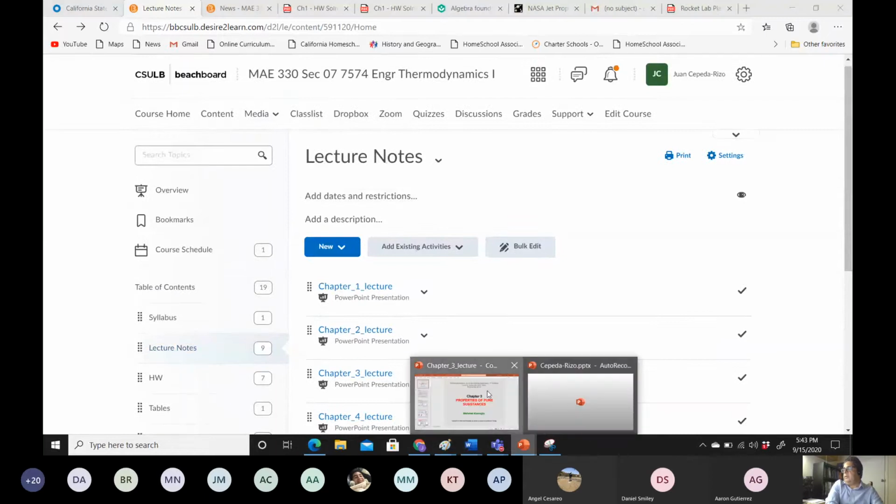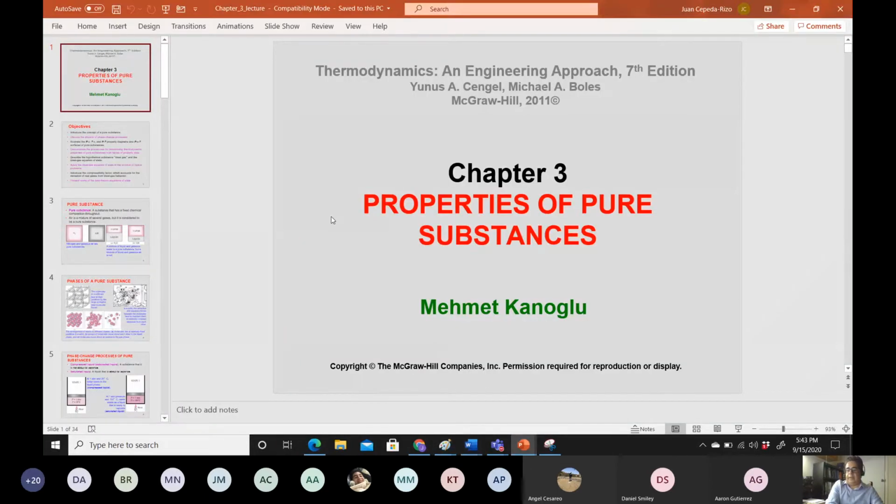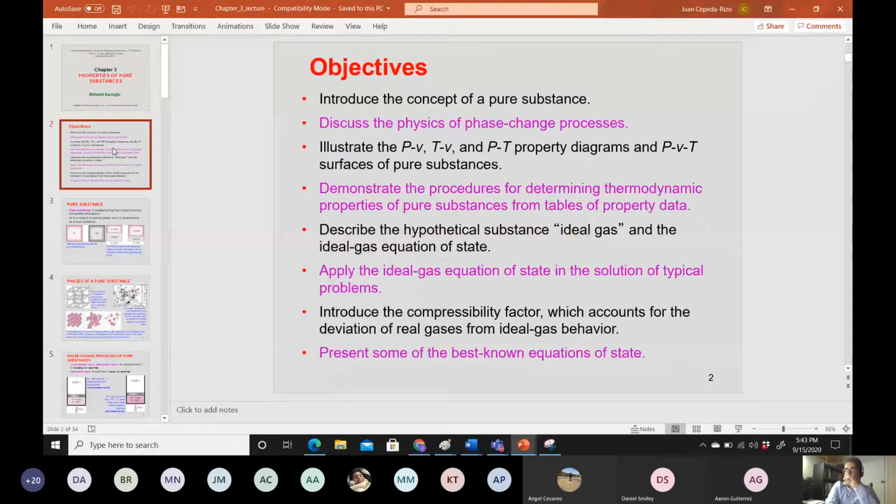So here are the lecture notes. All right, properties of pure substances. When you think of pure, don't necessarily think of elemental. The objectives: we're going to introduce the concept of pure substances. We're going to discuss what phase change is and the physics of phase change. We're going to illustrate pressure versus specific volume, temperature versus specific volume, and pressure versus temperature diagrams that are commonly used to describe pure substances. We're going to demonstrate the procedures for determining thermodynamic properties of a pure substance.